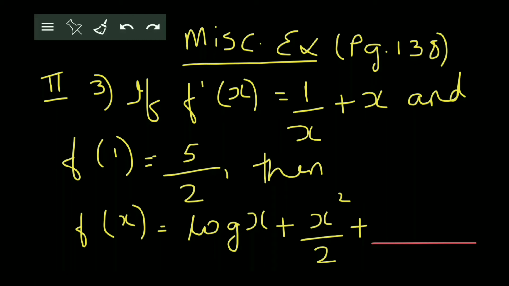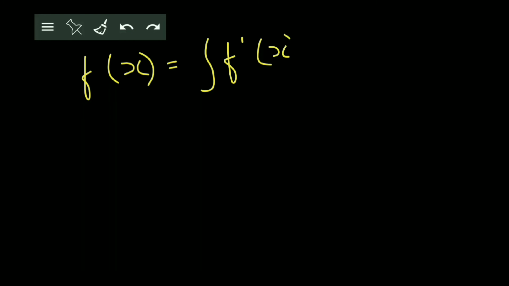Now from f dash x, what are you going to get? Yes, when you integrate f dash x, you are going to get fx. So we find fx this way: fx becomes integral of f dash x dx. f dash x is given as 1 upon x plus x. So fx is actually integral of 1 upon x plus x dx.